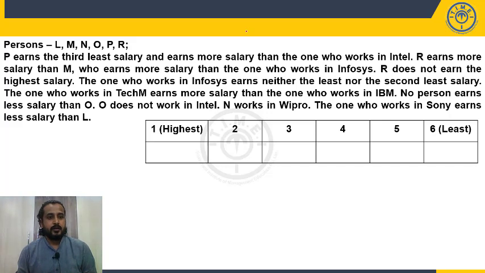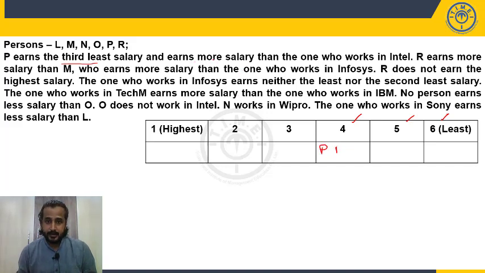Now, P earns the third least salary. Among the six persons, third least salary is nothing but fourth highest. Least, second least, third least, which is nothing but fourth highest. So who will come here? P will come here.